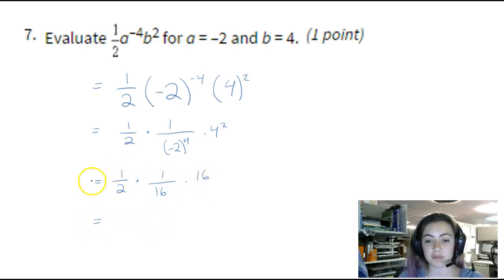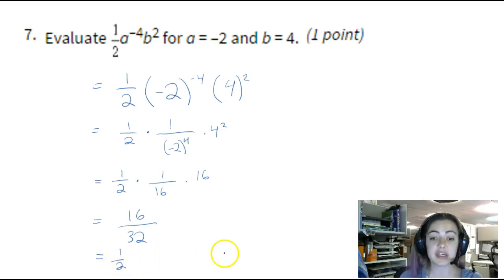So now, as we're multiplying across, multiply the numerators and then multiply the denominators. So 1 times 1 times 16 is 16. 2 times 16 is 32. When you further simplify, you get to 1/2. Another way you can think about that is 16 divided by 16 is 1. And then you're just left with 1/2.